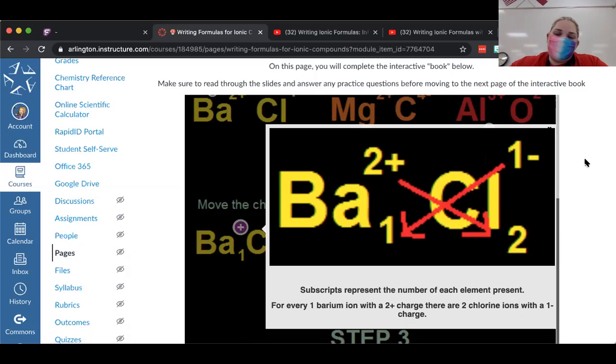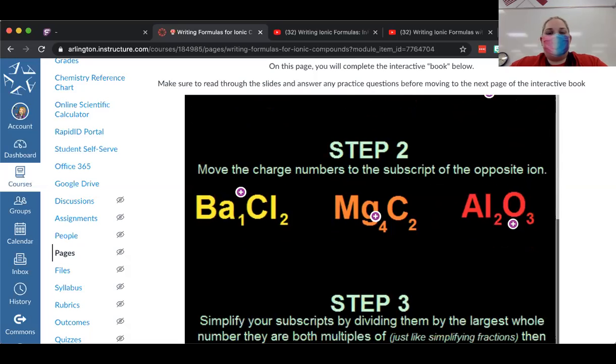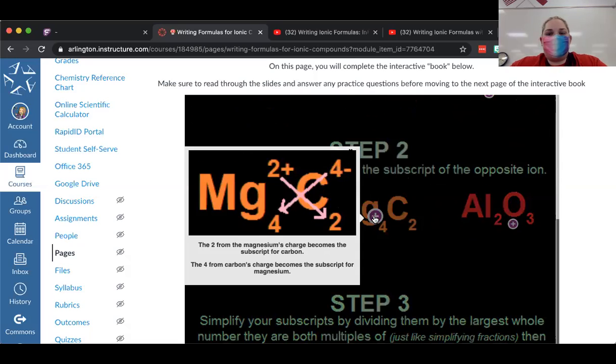I personally don't like this crisscross method. It simplifies things for some people, but what happens is people leave these ones, and as we're going to see in just a minute, we don't leave the ones in the formula. So doing the crisscross method, it's easy, I'm just crossing the numbers down. But then at the end, you have to remember to adjust the numbers a little bit, and sometimes we forget that. So that's what they've done here. They've just crisscrossed all of them. So the 2 here for magnesium came down behind and became the subscript for the carbon.